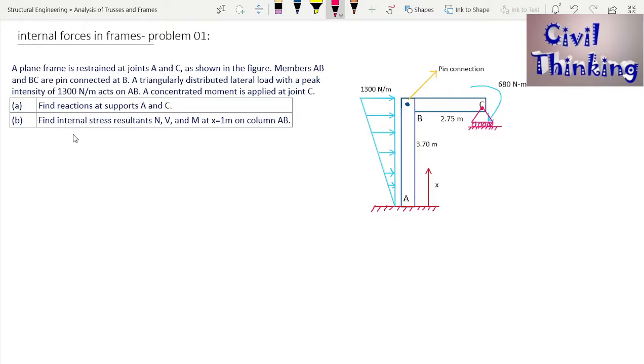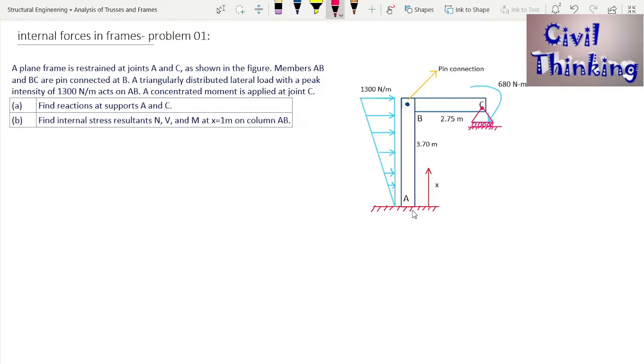Now the problem is to find the reactions at supports A and C. We have to find the reactions at A and also the reactions at C, right? Now A and C are supports. Let's first work out how many reactions there are at A and how many at C. We'll write them down here and find them one by one. Now this is fully fixed.